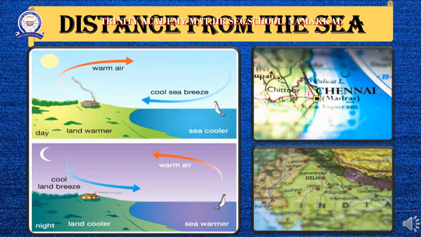Now let us compare the climatic conditions of Delhi and Chennai. Chennai is located along the coast while Delhi is located far away from the coast. As Chennai is nearer to the equator, it should be hotter than Delhi in the summer season. But this is not so. Chennai experiences a mild climate throughout the year as it is near the coast. But Delhi experiences extreme climate. This is because Delhi is away from the coast.